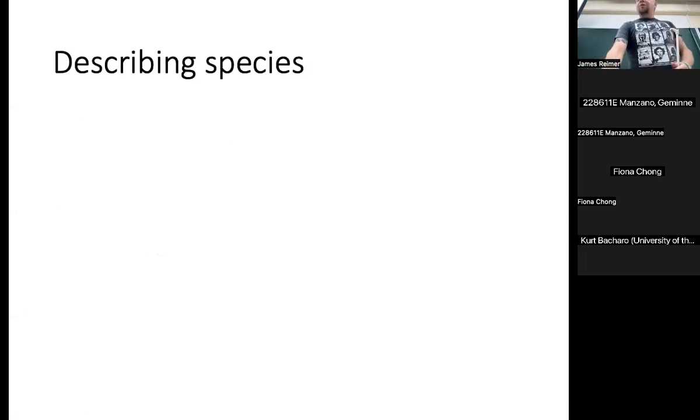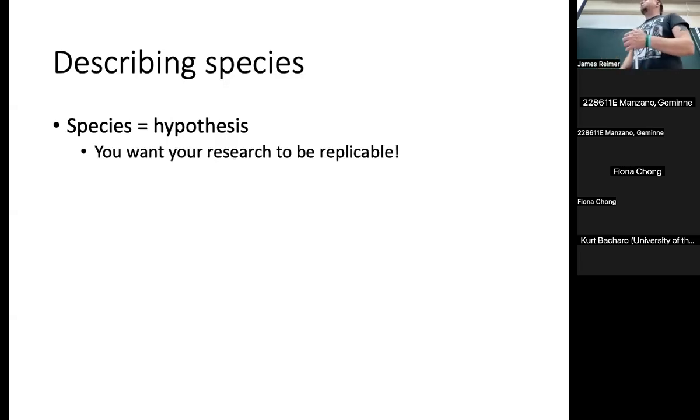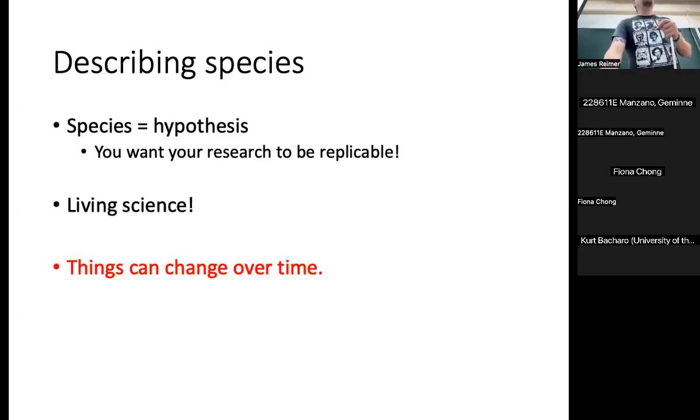And so when you describe a species, we've talked about this in every class, but I'm going to keep reminding you so that you remember that taxonomy is a real science. A species is a hypothesis. You want your research to be replicable. You want to be able to repeat it if you need to. This all comes back to the type specimen. In the end, a species is one specimen. The specimen is the type specimen. In other words, n equals 1, but for a species, it makes sense. But it is a living science and things change over time.